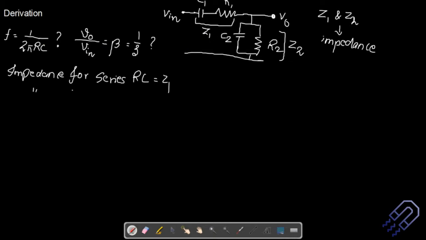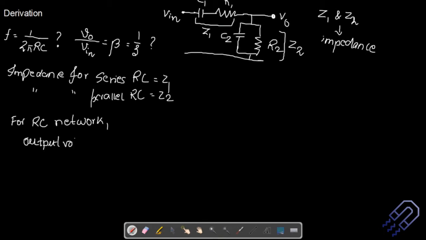And then we have got impedance for parallel RC. Parallel RC. So that's there. If we just generally consider the RC network, we can actually find out the output voltage very easily using the voltage divider rule. So for the RC network, the output voltage that we have.